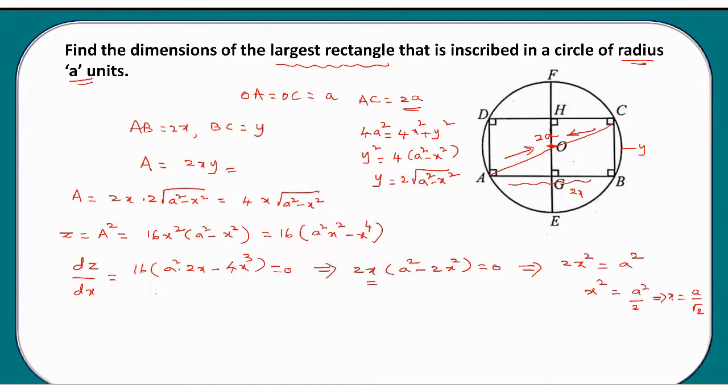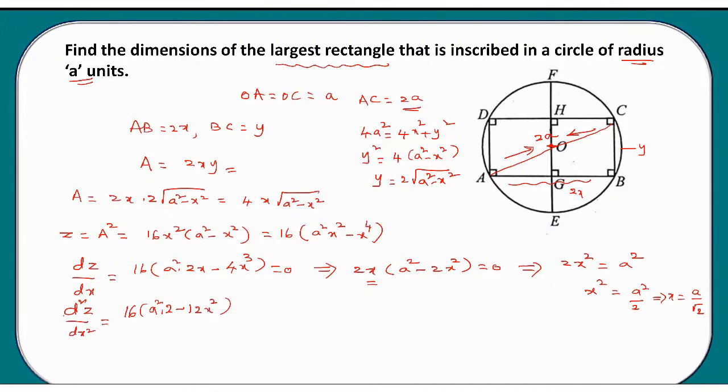At x equal to a by root 2, is the area of the rectangle maximum or not? For which, differentiate once again. d square z by dx square, that is 16 into a square into the derivative of 2x, 2 minus 12x square.